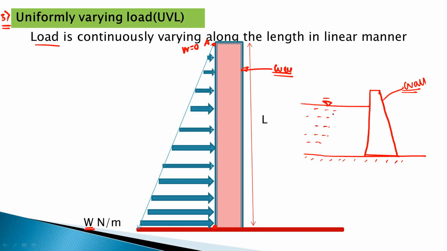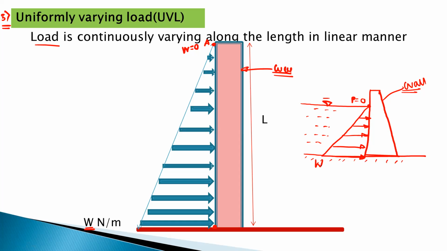Okay, so pressure intensity because of the backwater, pressure at this point will be 0. That is the free surface point or the topmost point. And this pressure will gradually increase and become maximum at the bottommost point. So such type of loading is treated as a uniformly varying load.